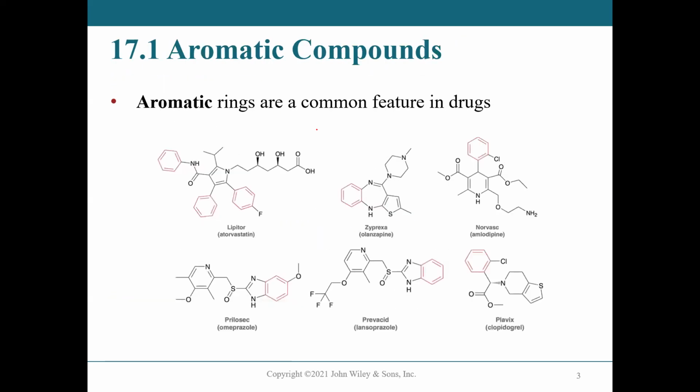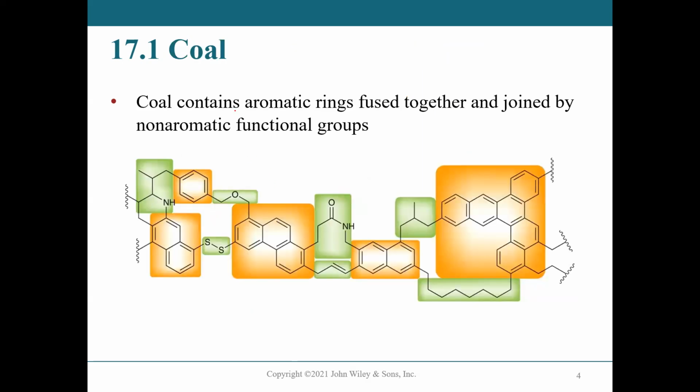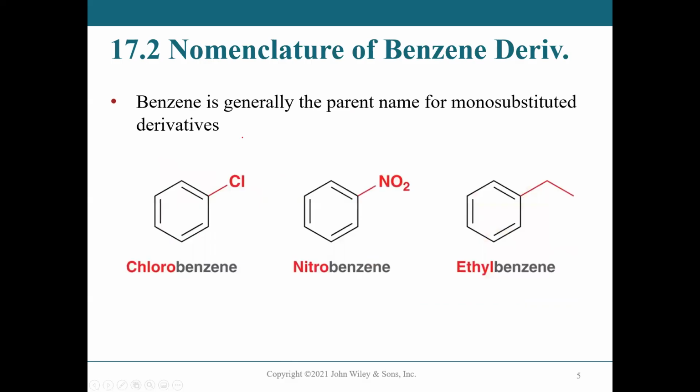So aromatic rings are a common feature in drugs, and we can see this right here. Different examples of aromatic rings. It says coal contains aromatic rings fused together and joined by non-aromatic functional groups. It says benzene is generally the parent name for monosubstituted derivatives. So they're only one substitution. That's why they call it monosubstituted. So you have chlorobenzene, nitrobenzene, and ethylbenzene.